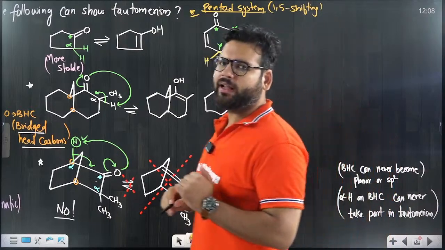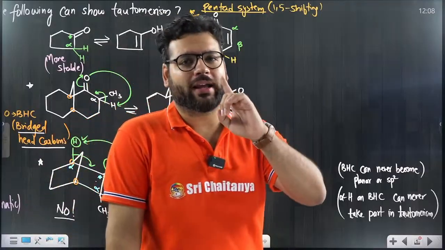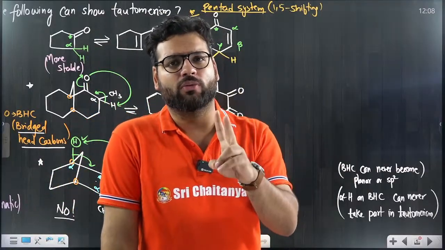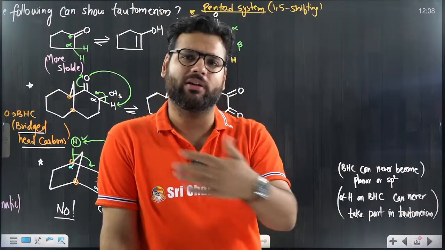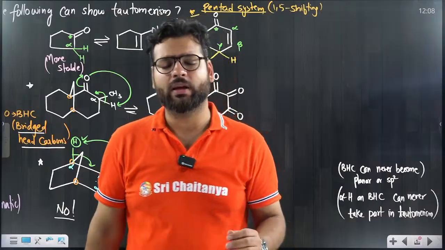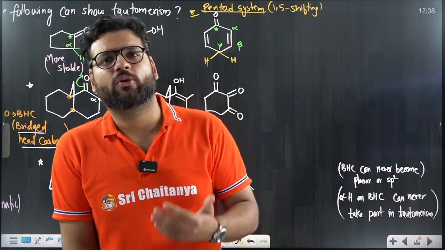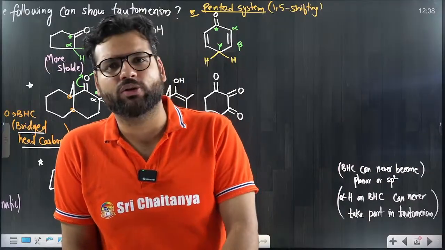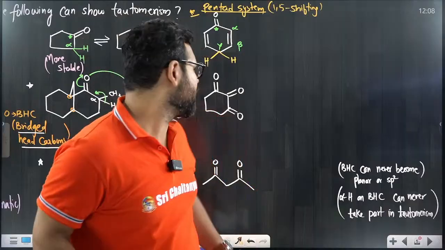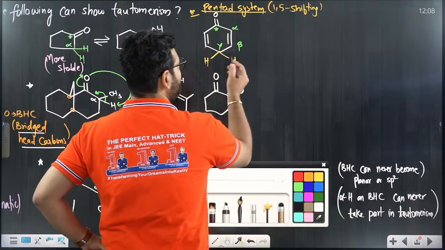So either shifting can occur from alpha carbon, or if alpha carbon is sp2, then only. Don't think if alpha carbon is sp3 and no hydrogen, leave it. No hope. If alpha carbon is sp2, then don't lose hope. Go to gamma carbon. If gamma carbon is sp3 and carries a hydrogen, then yes, tautomerism can occur. So now you do the shifting.